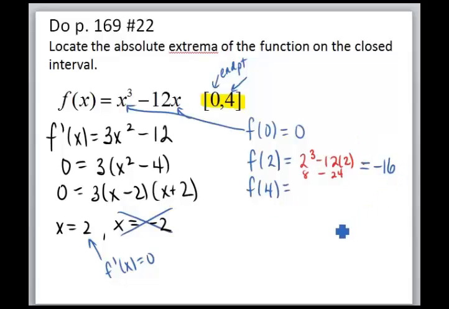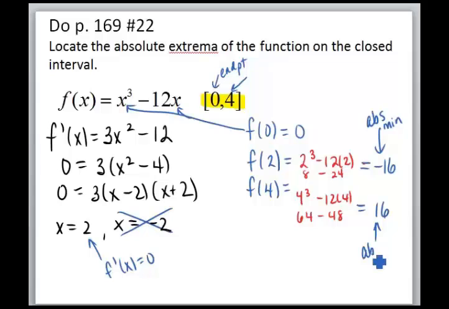And then when I plug in 4, I have 4 cubed minus 12 times 4. 4 cubed is 64 minus 48, which is a positive 16. So this happens to be my absolute minimum, and this happens to be my absolute maximum. It is because this is the lowest number, and this one is because it's the highest number.